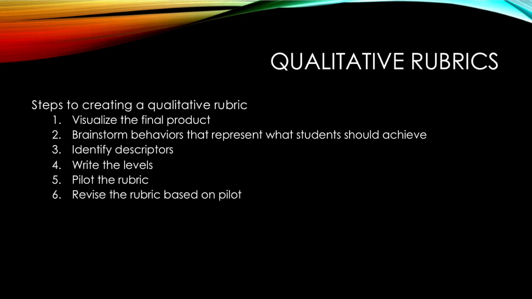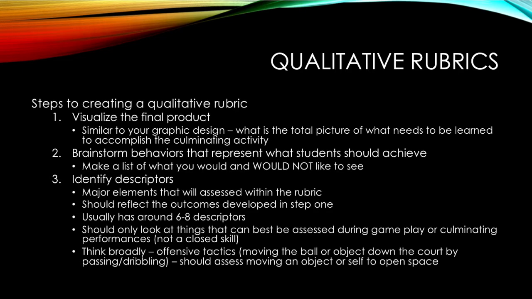The second type of rubric that we're going to talk about today is a qualitative rubric. So there's 6 steps for a qualitative rubric. First, you're going to visualize the final product. You're going to brainstorm behaviors that represent what students should achieve, identify descriptors, then you're going to write the levels, pilot the rubric, and revise the rubric based on the pilot.